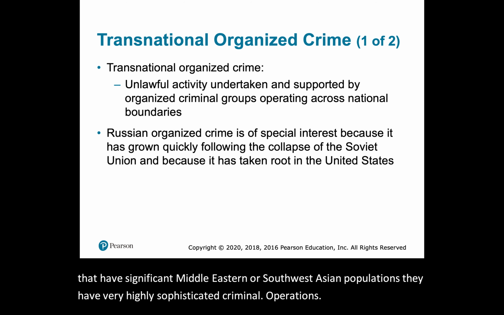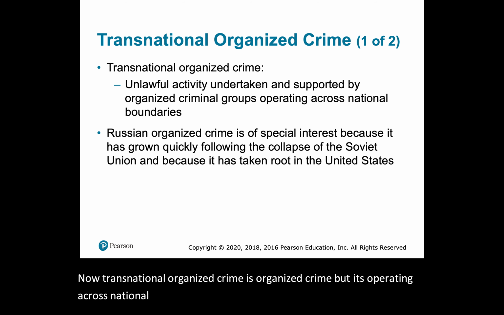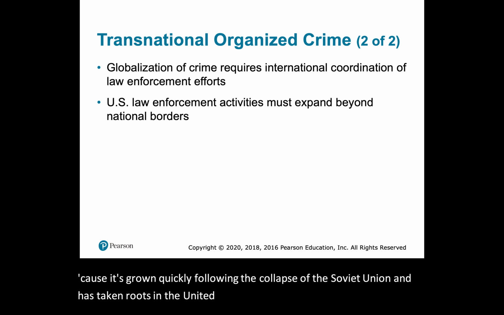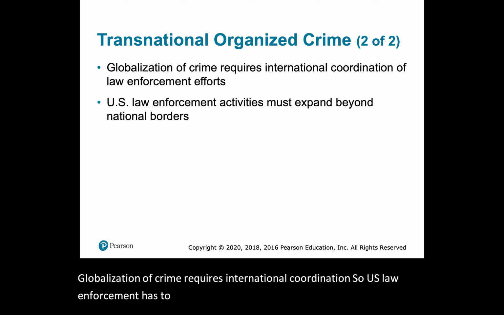Now, transnational organized crime is organized crime, but it's operating across national boundaries. Russian organized crime is of special interest because it's grown quickly following the collapse of the Soviet Union and has taken roots in the United States. Globalization of crime requires international coordination. So U.S. law enforcement has to work with other law enforcement agencies in other countries in order to expand beyond those national borders.